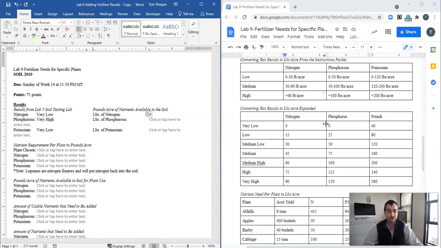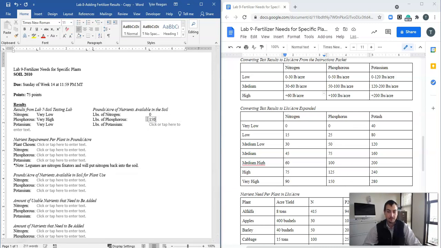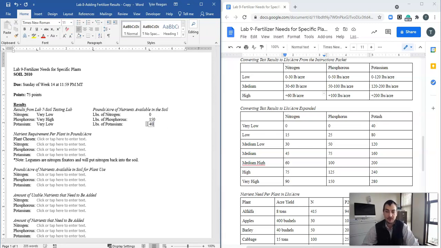Very high phosphorus. We're going to jump down here and find very high phosphorus of 150. So my backyard has about 150. We're going to estimate it to be about 150 pounds of phosphorus in my backyard. My potassium was very low, so we're going to jump up here and find very low of this potash. We often use potash or potassium interchangeably. And we had 40 pounds of potassium, or of potash.